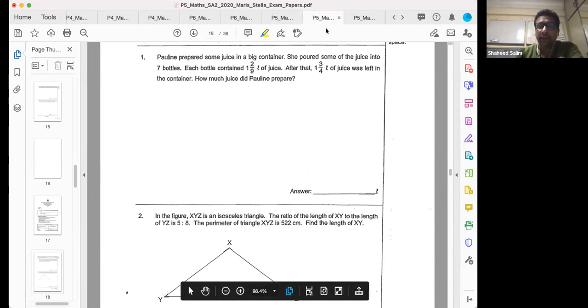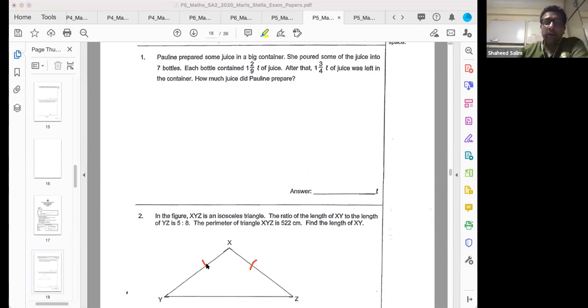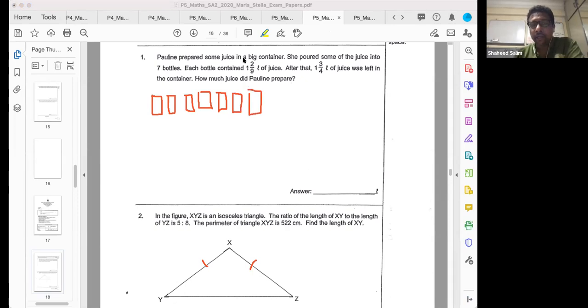Isosceles means two sides are the same. That means, let's say these two sides are the same. Maybe you can do it now. Can you try? Now there are 7 bottles. I draw 7 bottles: 1, 2, 3, 4, 5, 6, 7. And each bottle contains 1 over 9 of juice. So you must first find out how much juice, and then in the big container that they pour, this container just got a little bit more.